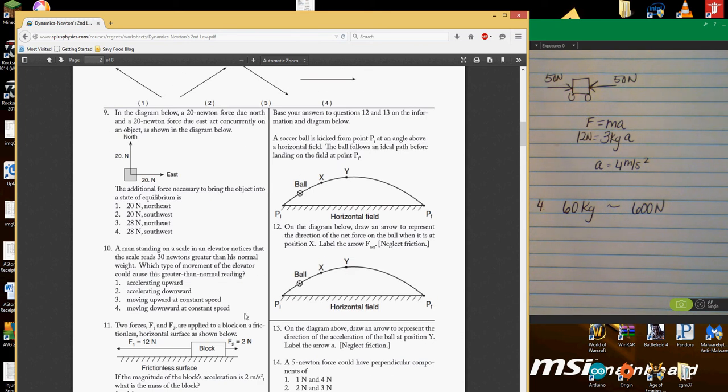Because if it's moving upward, that means this force is being applied in the upward direction, which means he's going to be pushed down on the scale. It's also going to be constant because he doesn't have abnormal readings. He can read that it's 30 newtons greater.